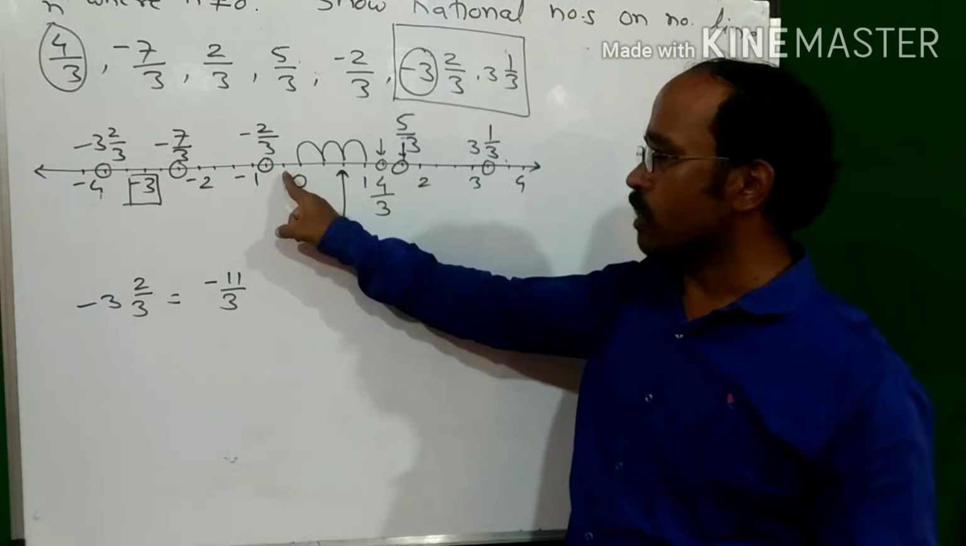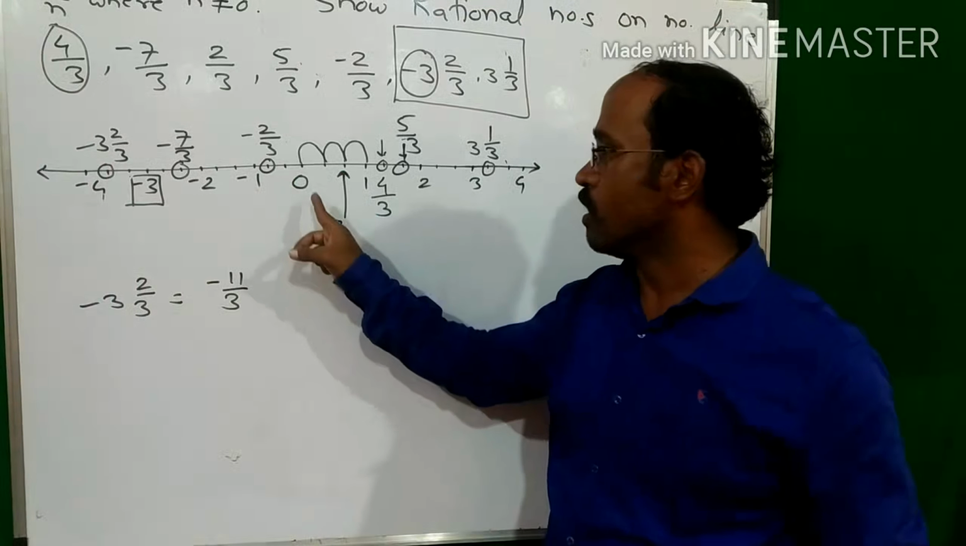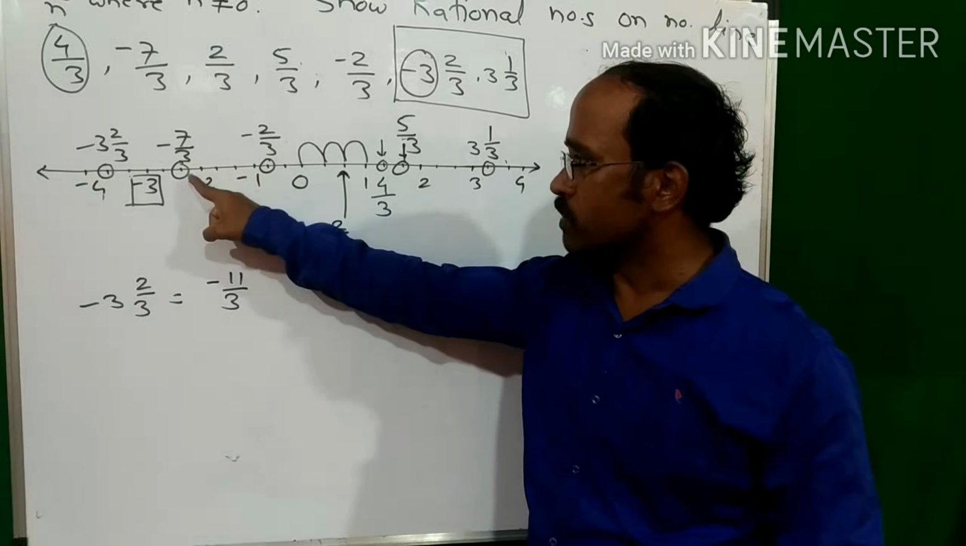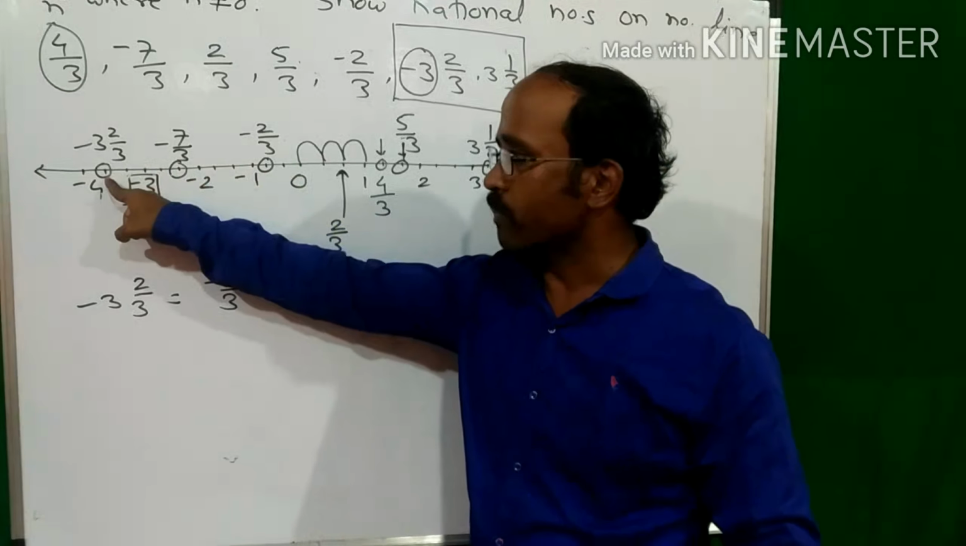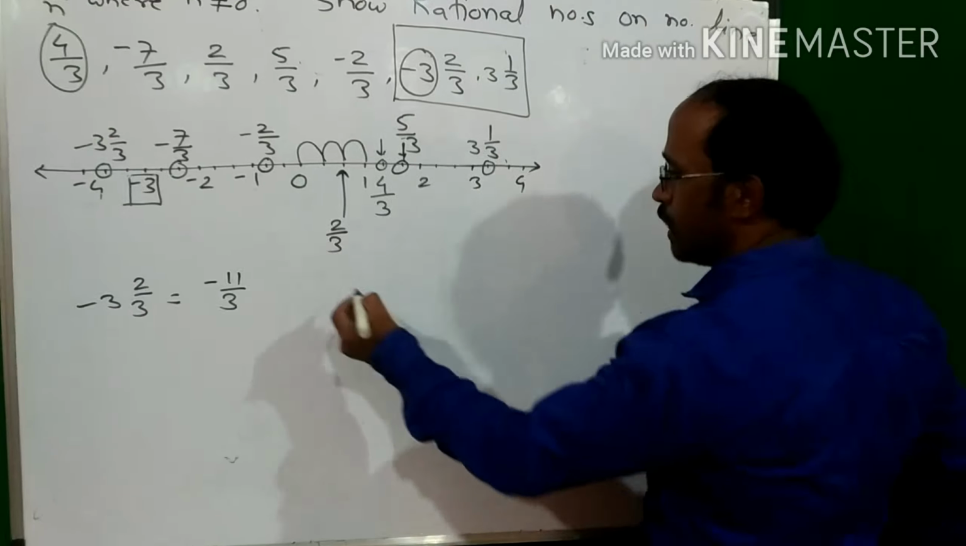So let's start searching for the minus 11th part towards the negative side from 0. So this is 1, 2, 3, 4, 5, 6, 7, 8, 9, 10, 11. Minus 3 completed 2 upon 3. Got it? Let us see the next one.